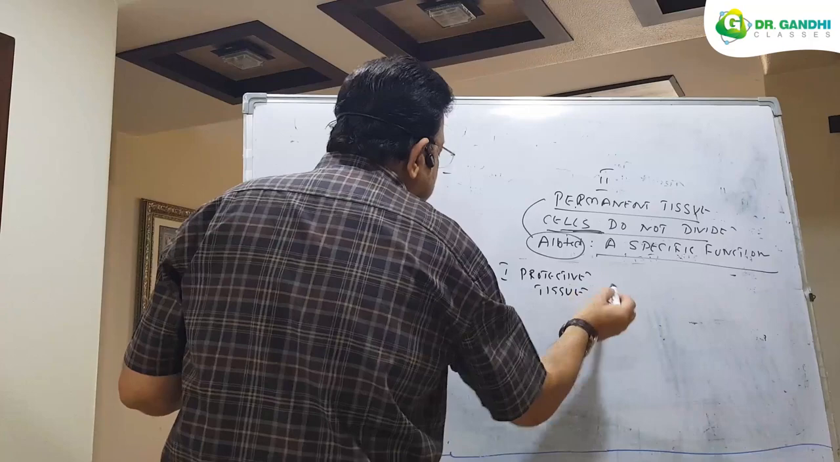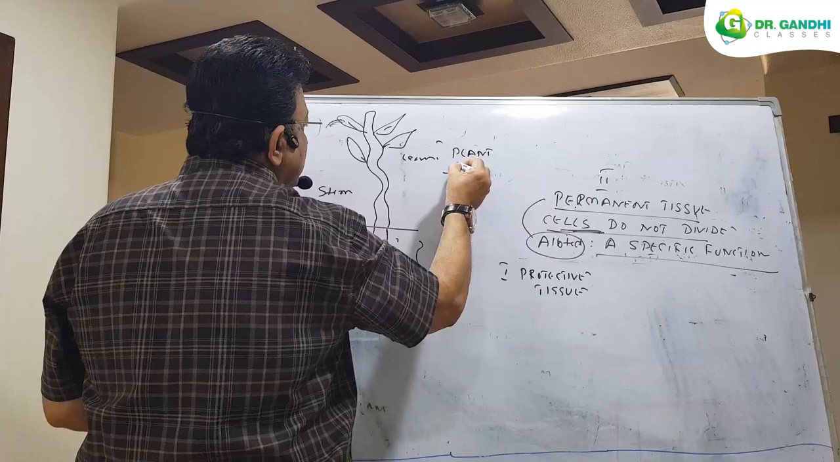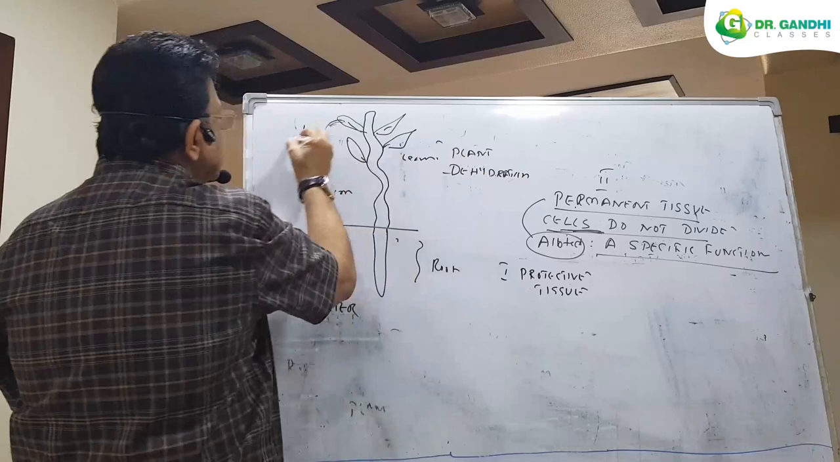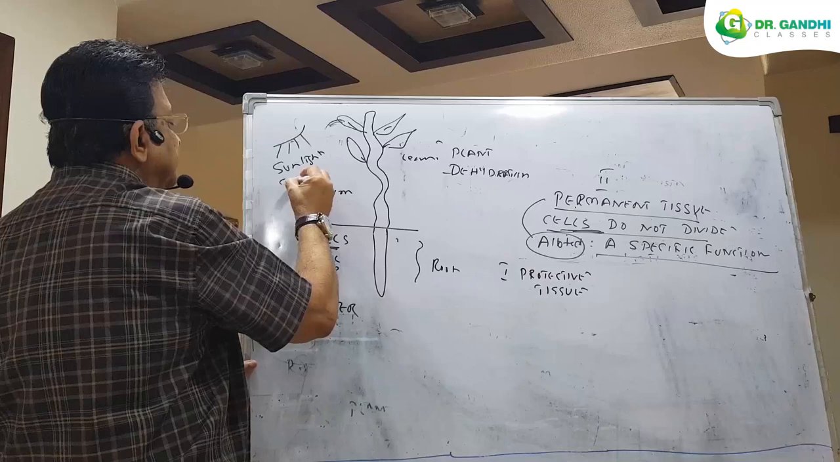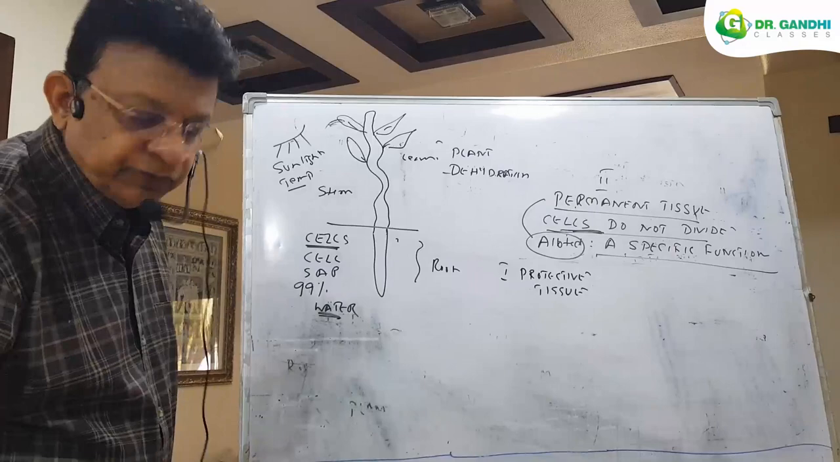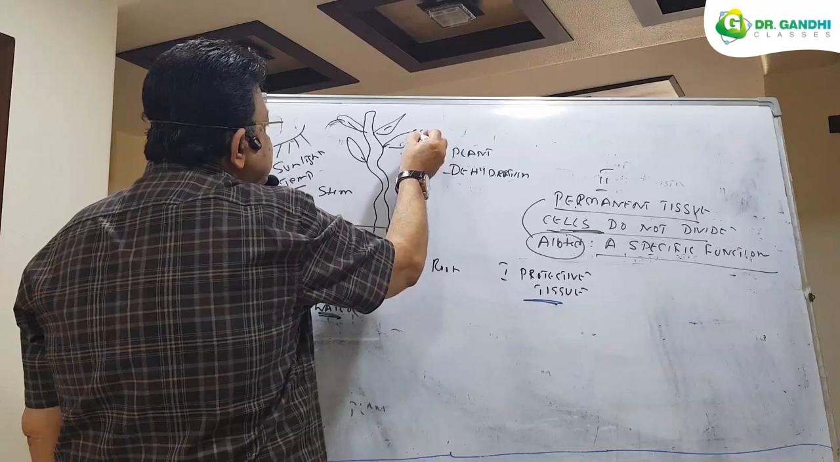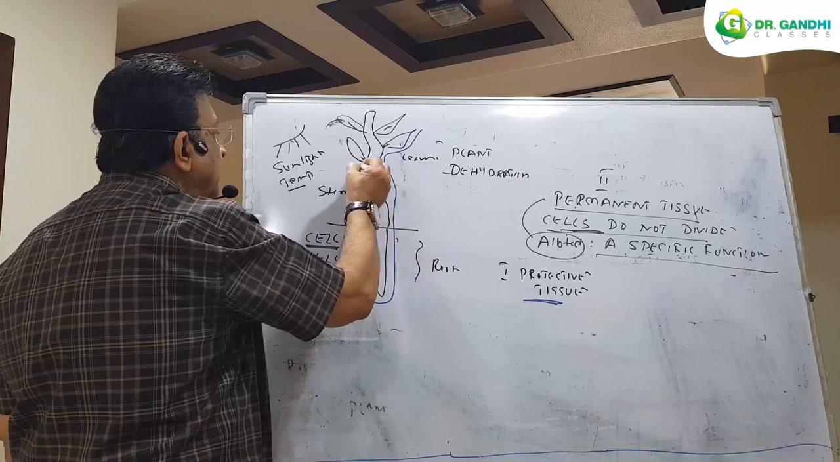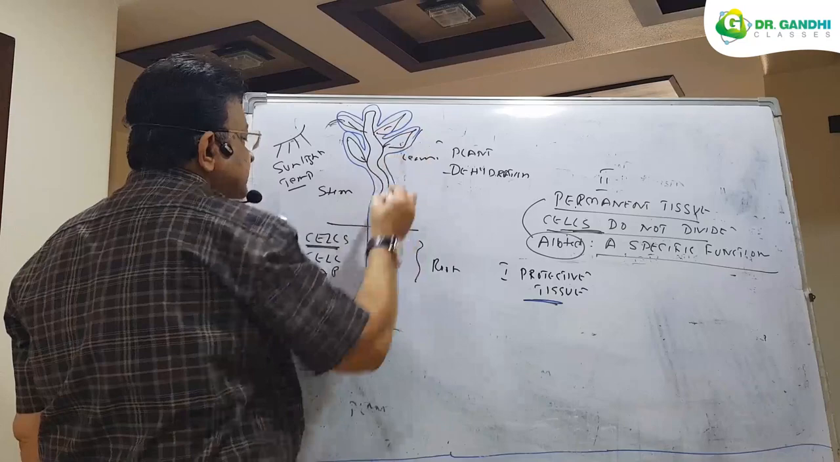What does it protect? It protects this plant. Remember, it protects this plant from dehydration, because the plant is exposed to harsh sunlight, increased temperature, factors which can take away the water from the plant. So therefore, the first permanent tissue is a protective tissue. Pay attention, it is covering the whole. So now you have a group of cells covering the full plant. It covers the leaves, it covers the stem, it covers the root, it covers everything.